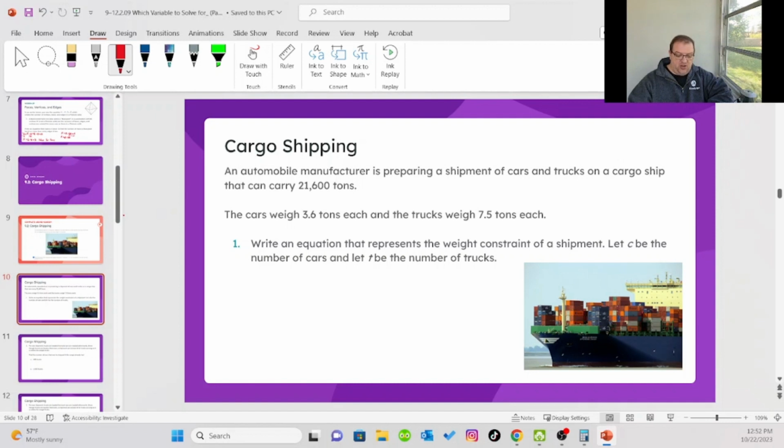So I know that cars weigh 3.6 tons per car and trucks weigh 7.5 tons per truck, and that equals a limit of 21,600 tons. That's how we would write the equation for this constraint.